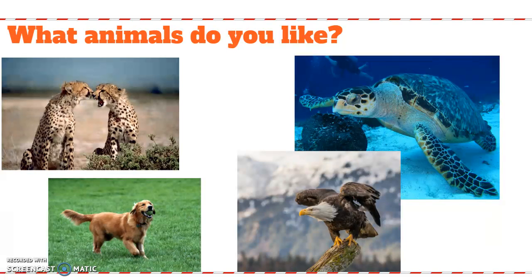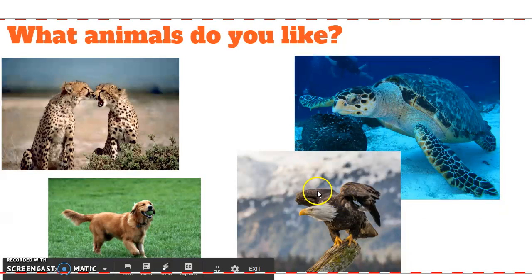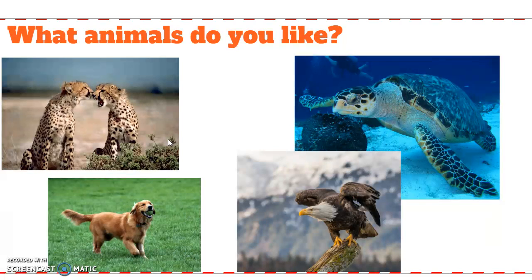Next, we're going to talk about some animals that you really like. What animals have you seen pictures of before? Have you ever seen pictures of an eagle, or a sea turtle, or a golden retriever, or a cheetah? These are all different animals that have different habitats and live in different places.